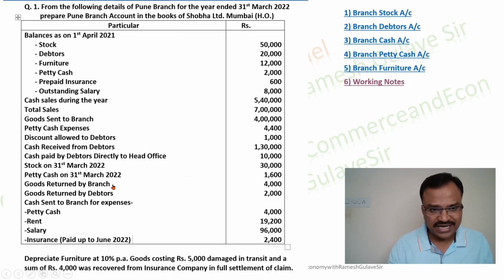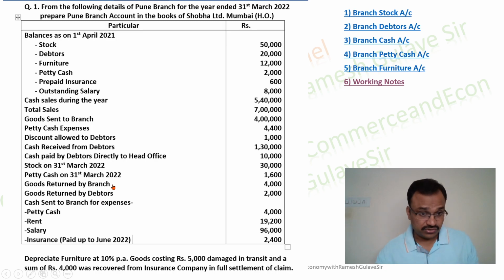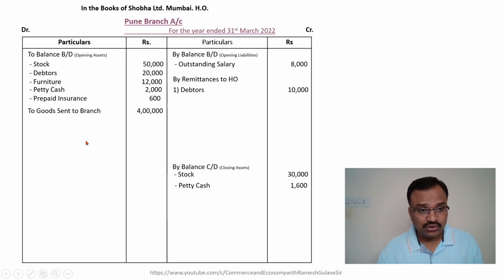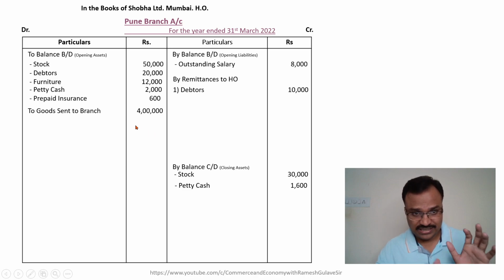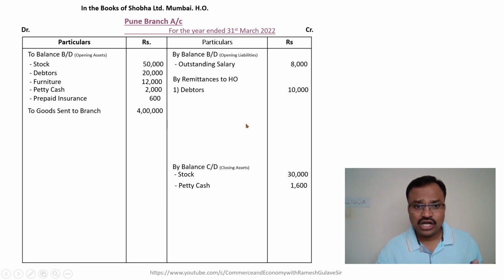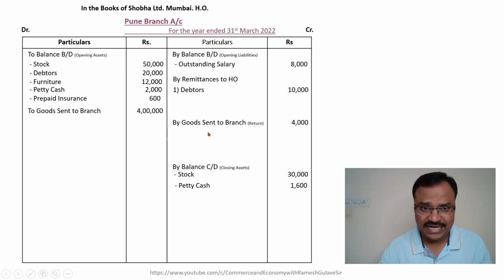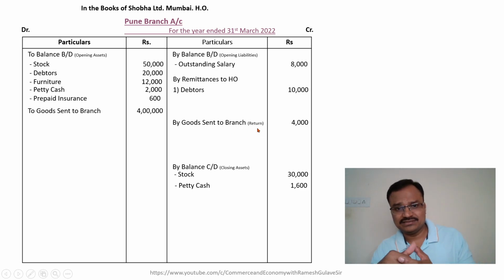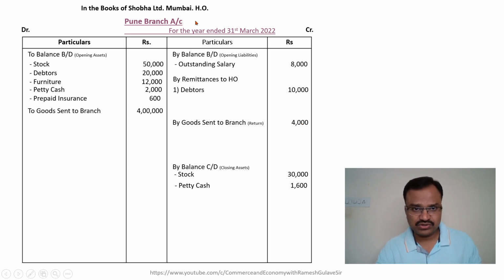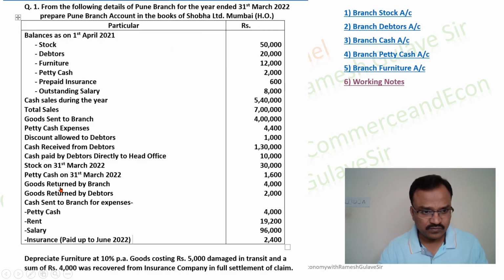Let us move on to the next point. Next point is goods returned by branch. As we have already discussed, goods sent to branch are recorded on the debit side of branch account, and goods returned by branch to head office are recorded on the credit side of branch account. So here on the credit side, goods sent to branch account, and here we are mentioning the word return. It means goods returned by branch to head office. Amount is 4,000 rupees. Right? Here, goods returned by branch 4,000.